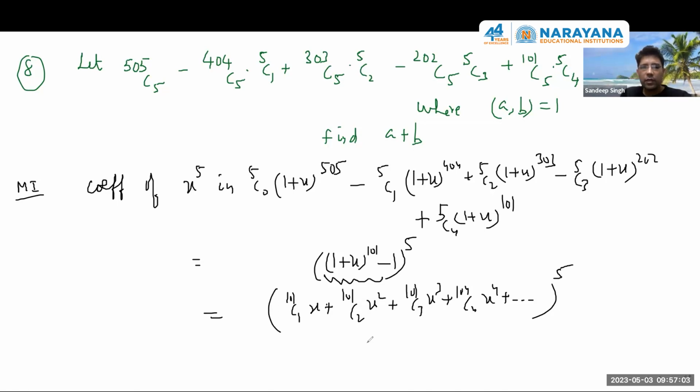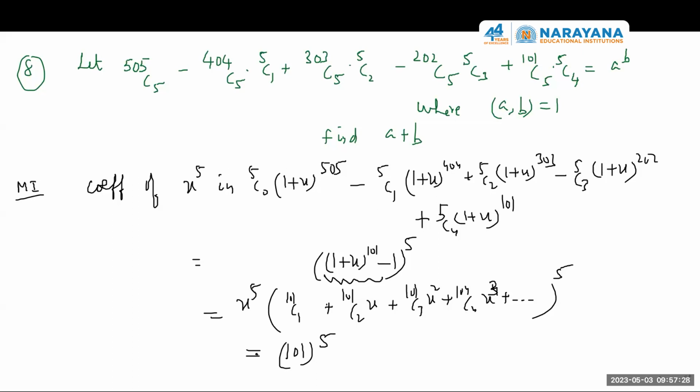Since x power 5 is there, the first term will be the only one in the expansion, because if you take x common, x power 5 will be outside, and here this will be x square. So this is a pure, what shall I say, algebraic approach, and the coefficient of x power 5 will be 101 power 5. This is the answer, right? Yes. This is one way to approach this. Anything else that you can think of?